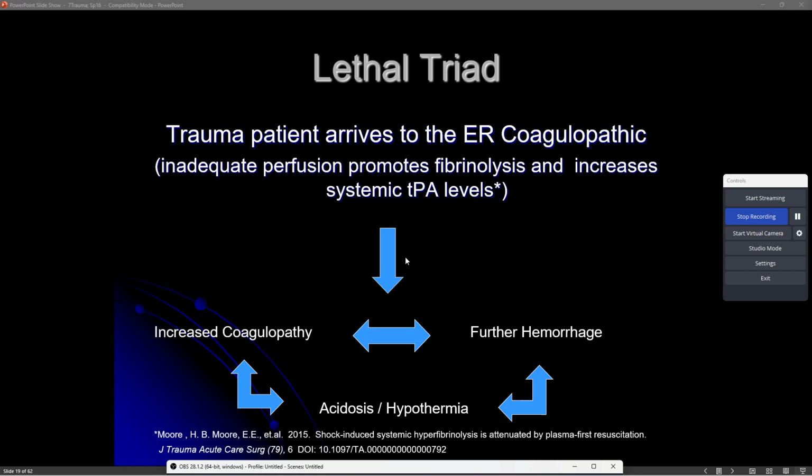Okay, so what happens is I have increased coagulopathy, meaning I'm not clotting properly, so I'm going to continue bleeding, and if I continue bleeding, I'm going to end up in a state of acidosis or hypothermia. When we talk about the lethal triad, we aren't just going to give one treatment for this. We're going to approach this from all fronts.